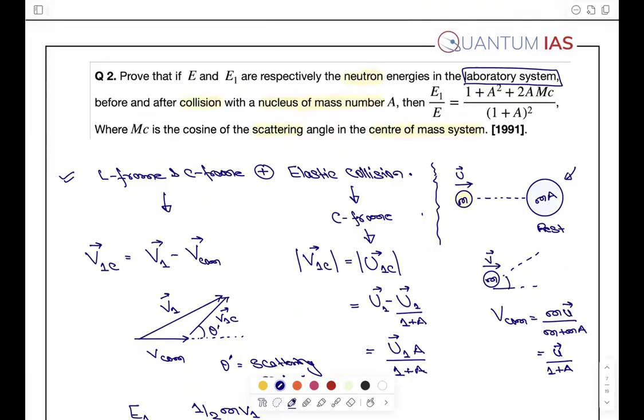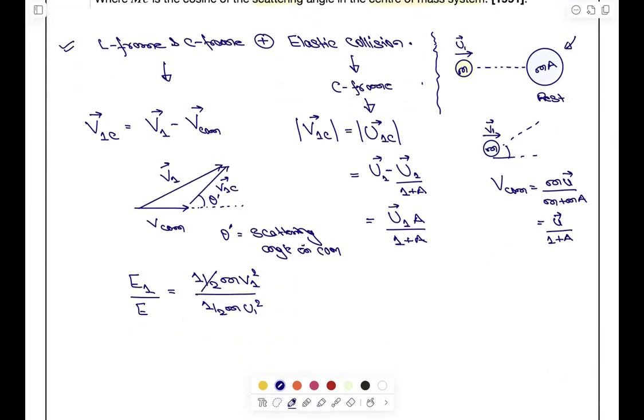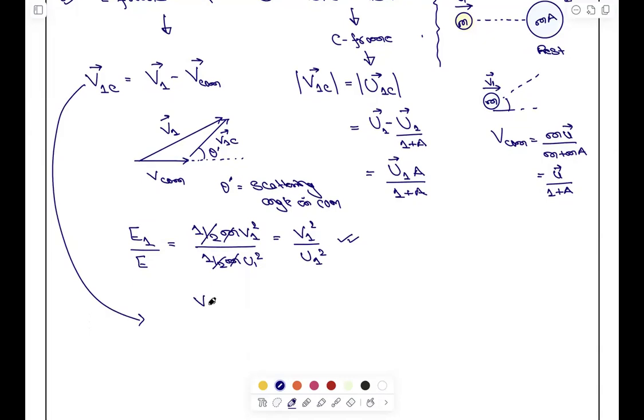So before collision, it is, let's say, u1 and it is v1. So half m and m will cancel out. It will be v1 square upon u1 square. This is what we need to find out, v1 by u1. So we can find it from here only. So from here, we can simply write that v1 ka whole square, and we are keeping the mod vector addition, is equals to v1c plus v center of mass ka whole square.